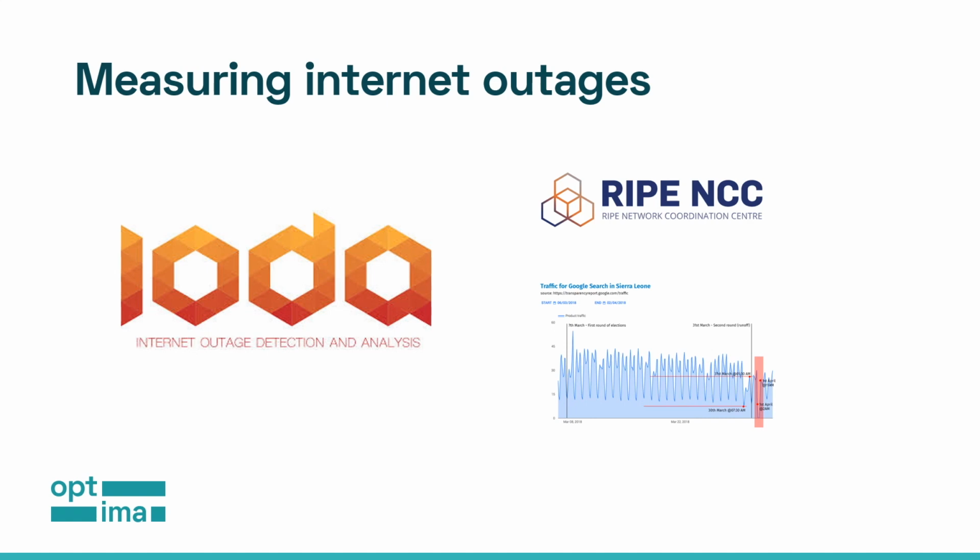RIPE is another great organization that aggregates BGP information and can enable you to examine internet outages. And Google is another organization which shares their traffic data. So Google shares usage metrics on how many people are using their services, like Google Search, Google Web, and other services around the world. And they have a graph like the one you can see at the bottom, and you can configure this to see if there's normal traffic originating from that country.